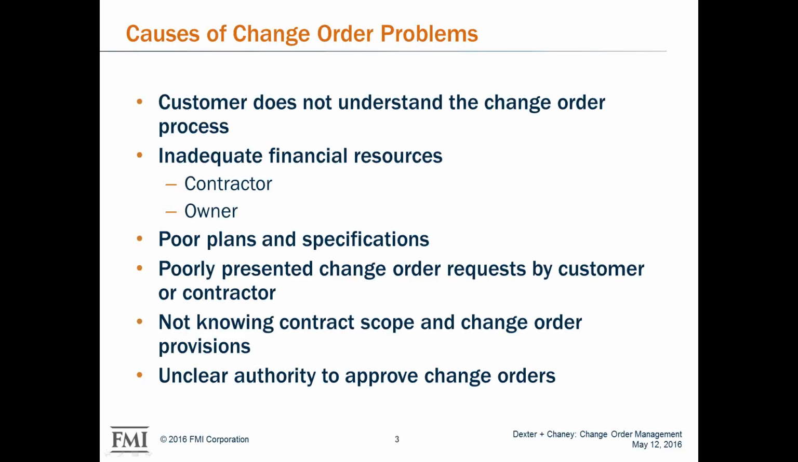And then not knowing the contract scope or change order provisions. If your folks on site don't know the scope, how are they going to know that something's a change order? And then unclear authority to approve change orders. Are you negotiating with the right person? If you're negotiating with the owner directly, then obviously that's the right person, but maybe you need to educate them on the front end about what the process is and what you're going to need to do work moving forward.